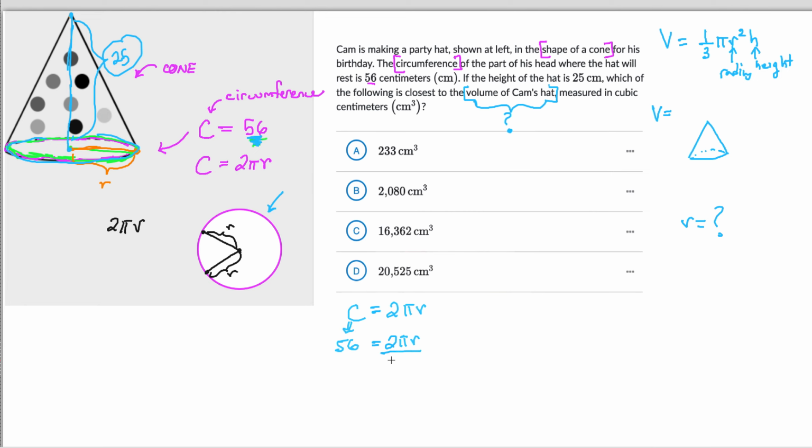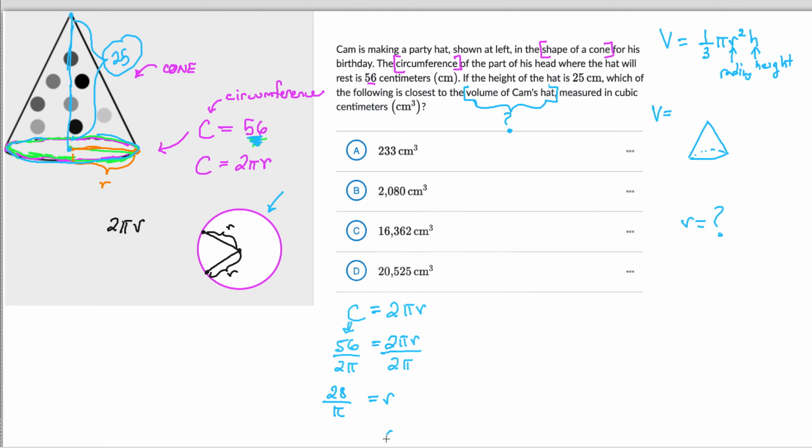So I could divide by 2 pi on both sides of this equation. And I get a value for r now. R is equal to 56 over 2 pi. You can do the division right now to make this a little bit easier for yourself because 56 is even, so it's divisible by 2. What's 56 divided by 2? 56 divided by 2 is 28. So I divide them both by 2 and the pi stays on the bottom. And I can leave it like this.